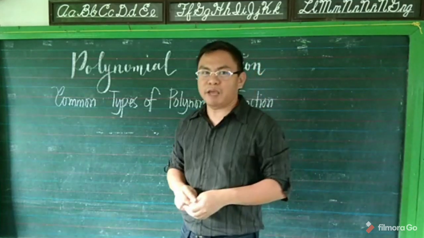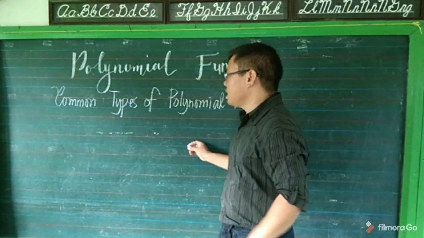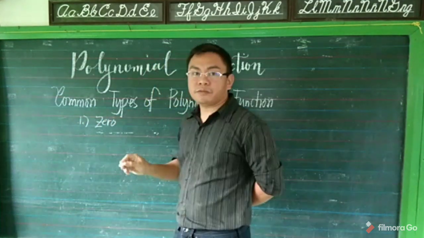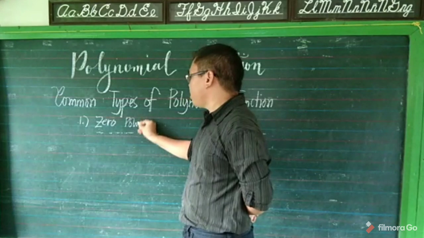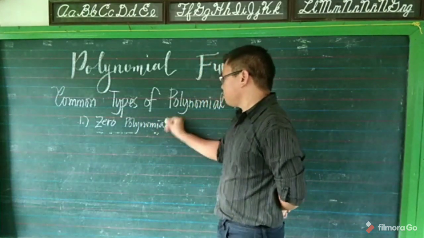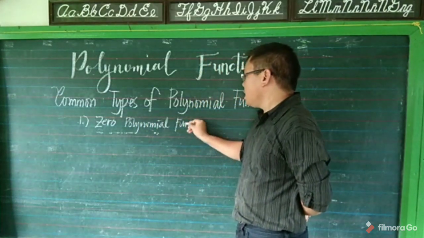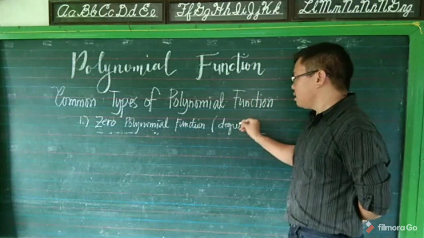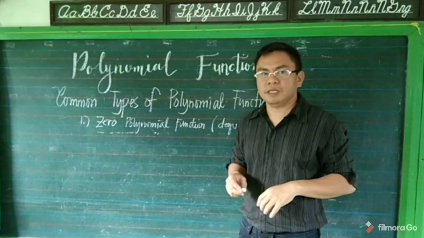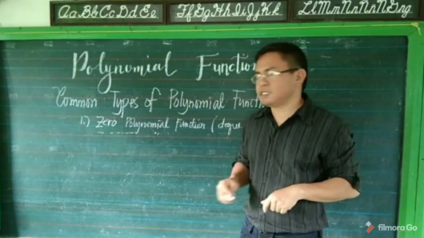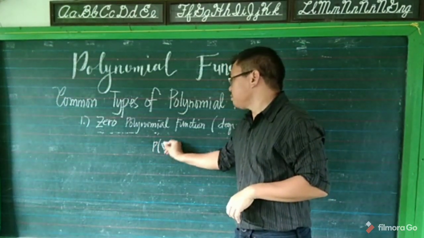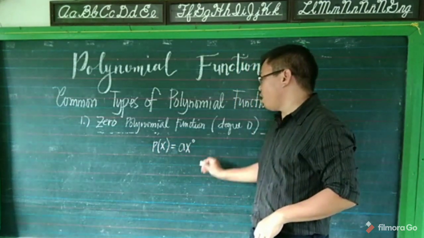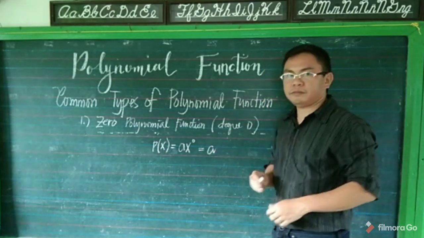There are various types of polynomial functions based on the degree of the polynomial. Here are the common types of polynomial function. The first one is the zero polynomial function. So the zero polynomial function is the function with degree 0. The zero polynomial function takes the form p of x is equal to ax to the exponent of 0, which is equal to a.